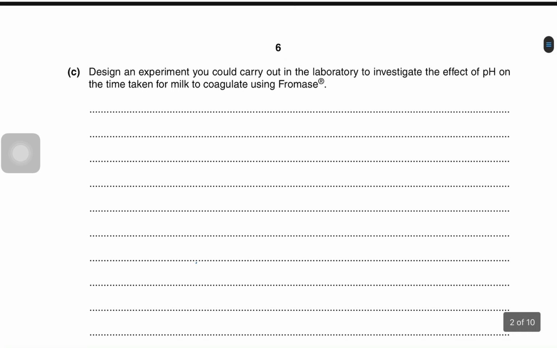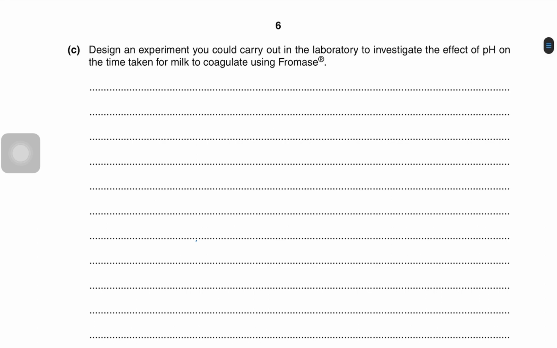Let's do some past paper questions. Design an experiment you could carry out in a laboratory to investigate the effect of pH on the time taken for milk to coagulate using rennin. Now the question is very clear and it's 4 marks. Effect of pH, number 1. Time to coagulate milk and using rennin.